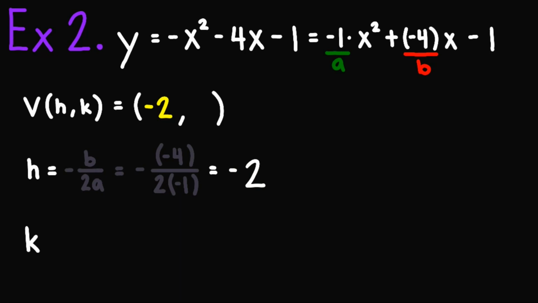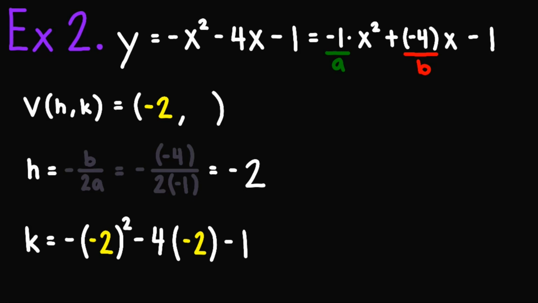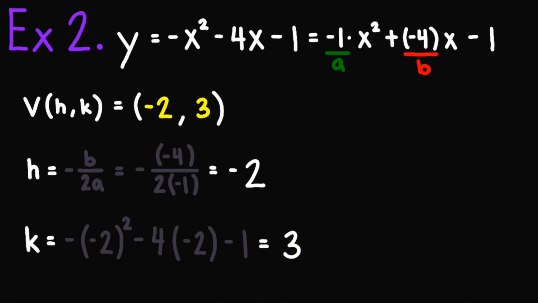Next, for the k, again, we just use the value of h, which is negative 2 out here, and plug it in to our equation. So we'll have negative times negative 2 squared minus 4 times negative 2 minus 1. This is equal to negative 4 plus 8 minus 1, or when simplified, this is 3. So we have k to be equal to 3. So we now have the y coordinate for our vertex. So we now obtain the vertex of the parabola.